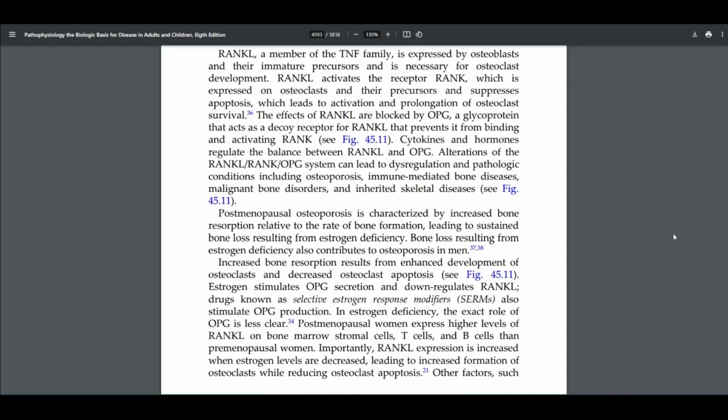Cytokines and hormones regulate the balance between RANKL and OPG. Alterations of the RANKL-RANK-OPG system can lead to dysregulation and pathologic conditions, including osteoporosis, immune-mediated bone diseases, malignant bone disorders, and inherited skeletal diseases.